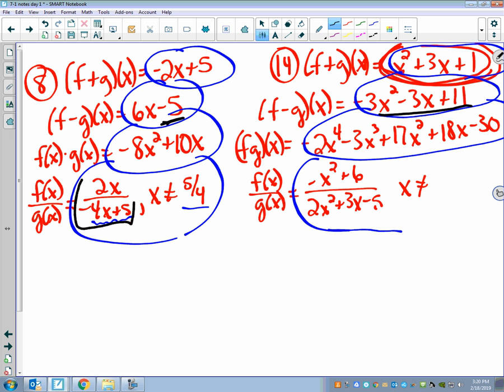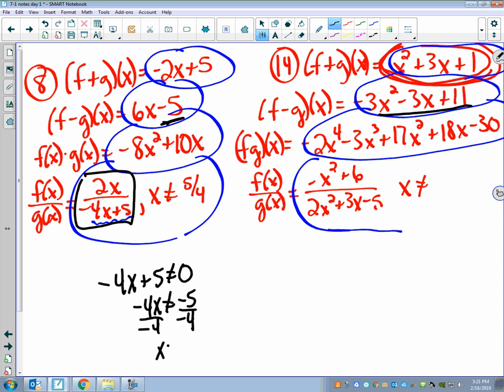So this is your division, but you need to tell me what x can't be. So how did I get 5/4? Because the denominator is not allowed to equal 0. So if I solve that, I would subtract 5 and divide by -4, and that's how I get that x can't equal 5/4. And the same thing on this one.